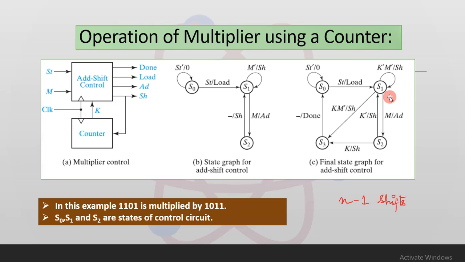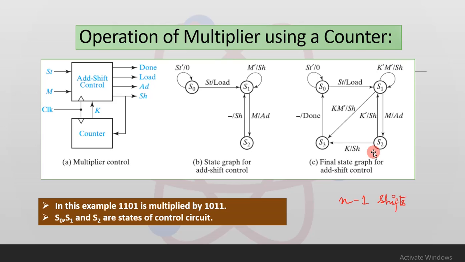So from this what we can understand is that as long as K is equal to 0, this particular state graph is going to be the same as that of state graph B. When K is equal to 1, the circuit should perform one more addition if necessary and then do the final shift. So to explain in much detail, when you are in the state S1, if K is equal to 1, we will test M as usual. If M is equal to 0, we will output the final shift signal and stop. However, if M is equal to 1, we will add before shifting and go to the state S2.